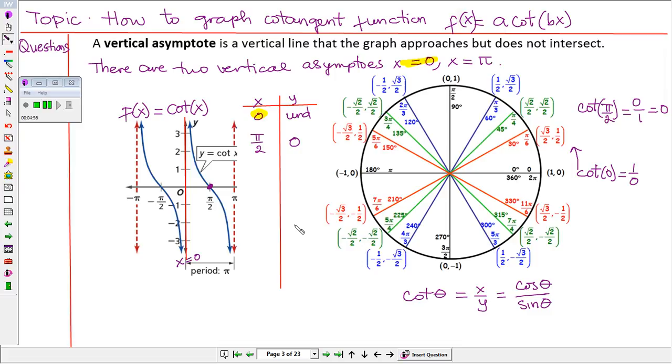Now you can go back and try pi over 4. Yes, you're welcome to try it. If I substitute x with pi over 4, cotangent of pi over 4, which is 45 degrees, you see that your x and your y are exactly the same number, square root of 2 over 2, divided by itself. The quotient will be 1. So the point is pi over 4, 1, right here.